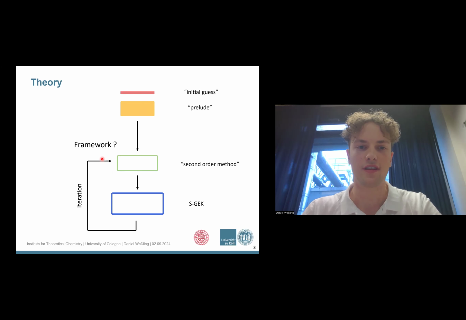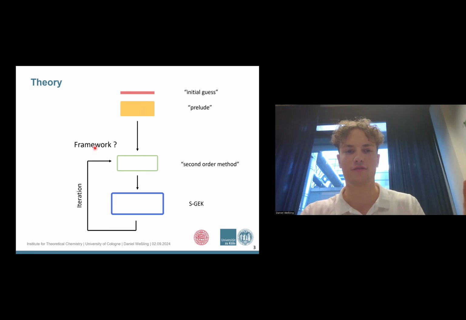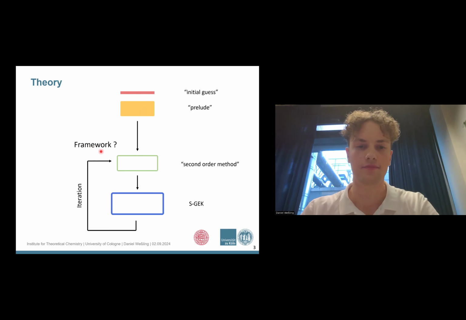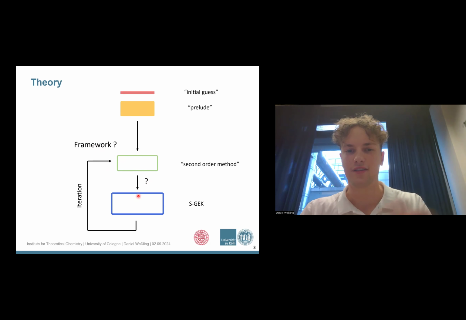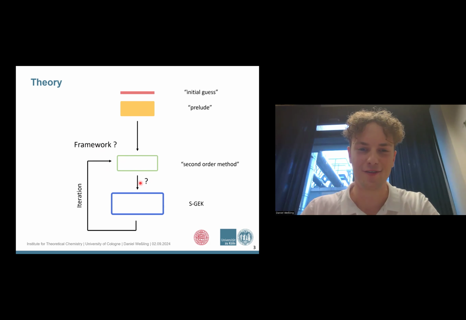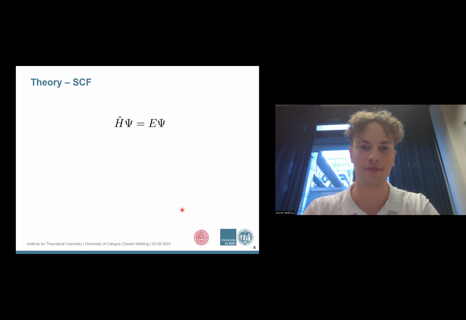So questions that might arise here are, what is the actual framework? What are we optimizing? And how are these two methods connected? They somehow have to be connected in order to give the information forwards. And then what is even gradient enhanced kriging, and especially subspace gradient enhanced kriging? So let's get a bit of theory under our belt.